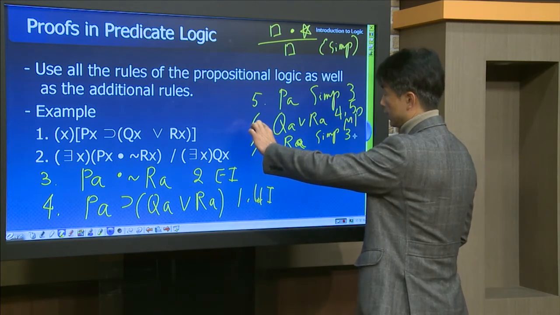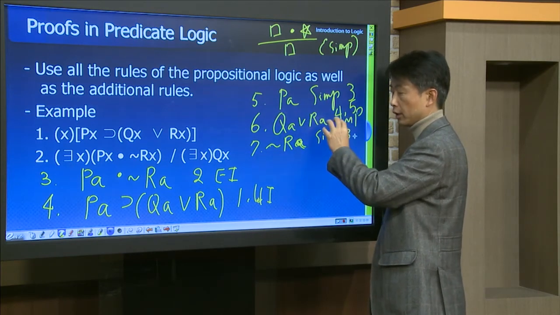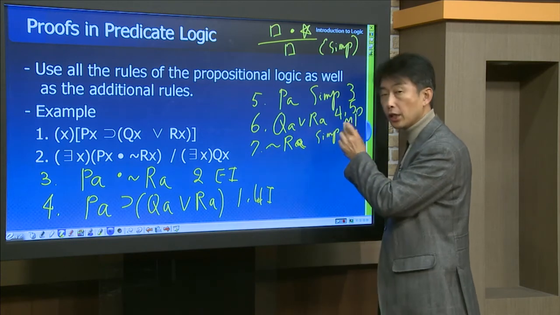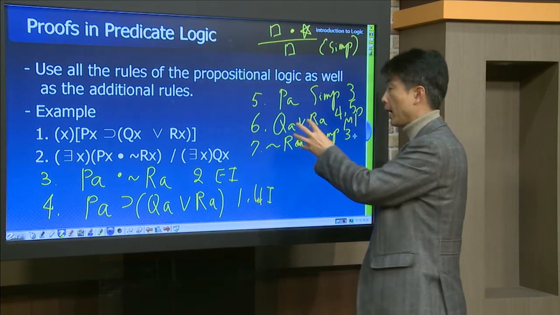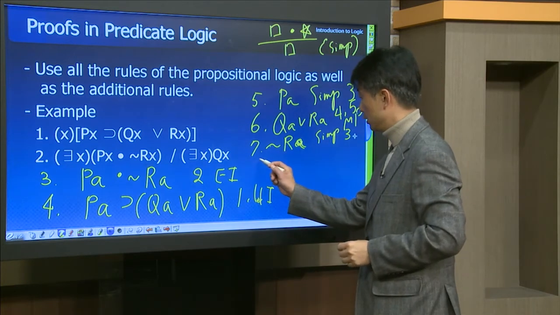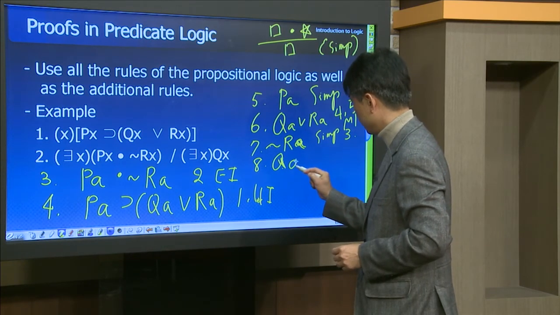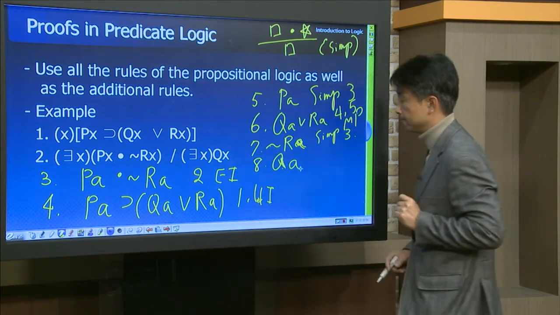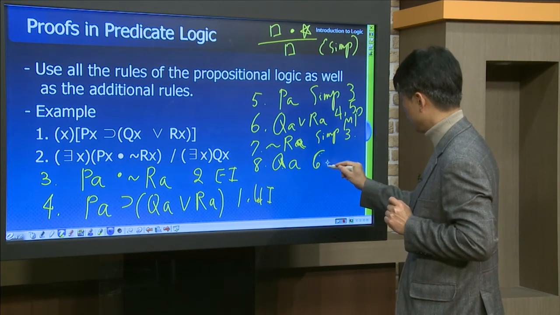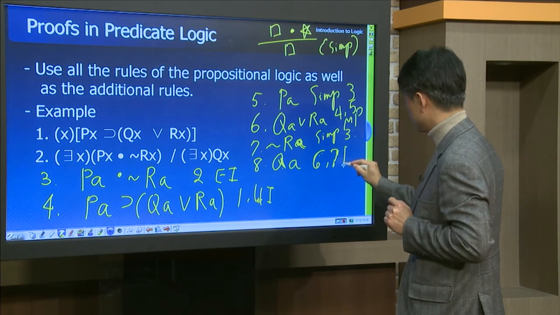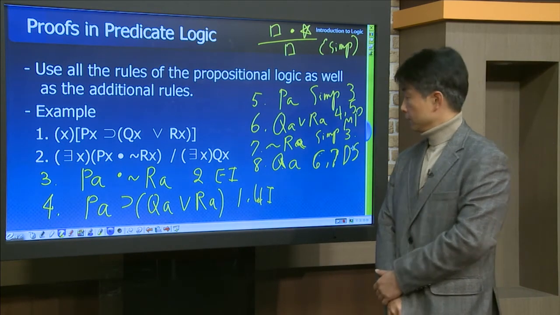Now from 6 and 7, I can derive what? If you look at sentence 6, it says something or another. And at step 7, I have the negation of one of them. Remember the rule, disjunctive syllogism says that when I have a situation like this, I can derive Q A. Q A, this is from 6, 7, DS. All right, we are almost done.